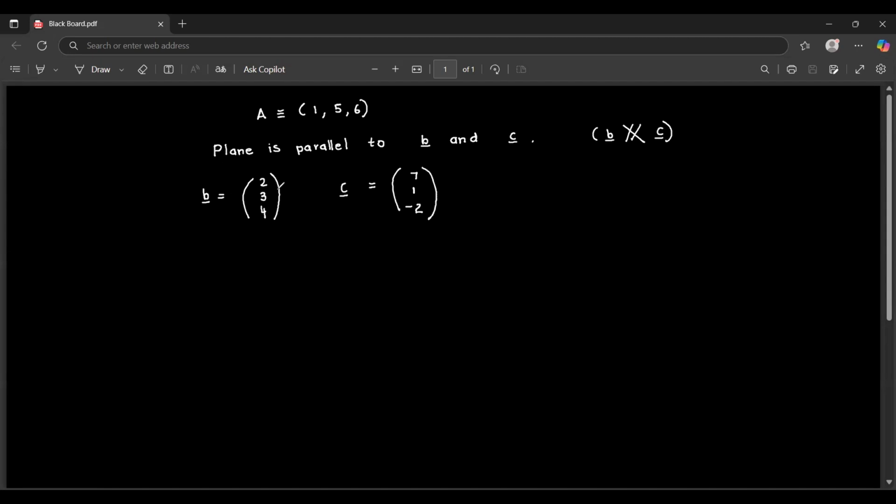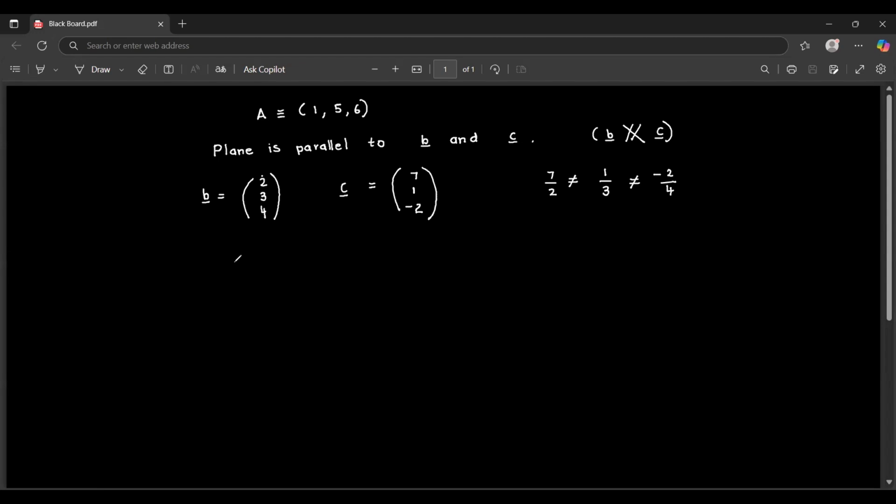That's all. So you can clearly see here b is not parallel to c. Why? We have 2 over 4, 3 over 6... and we have 7 over -2. And we know these values are not equal to each other. So we can say they are not parallel to each other. Or you can say to go from 4 to -2, you have to multiply by minus half. And if you multiply 2 by minus half, you will get -1. But here we have 7. So these are not parallel to each other.